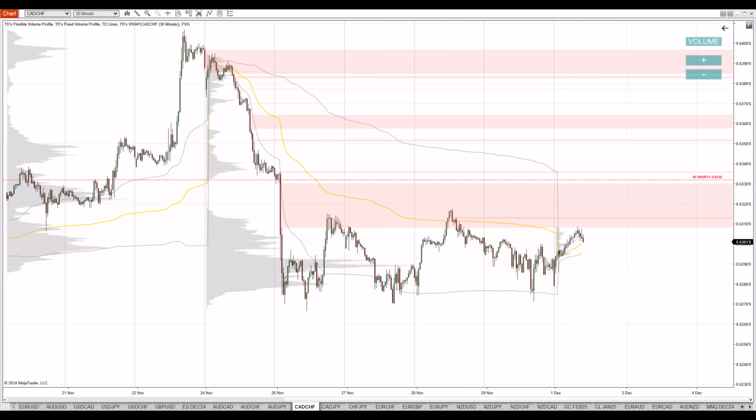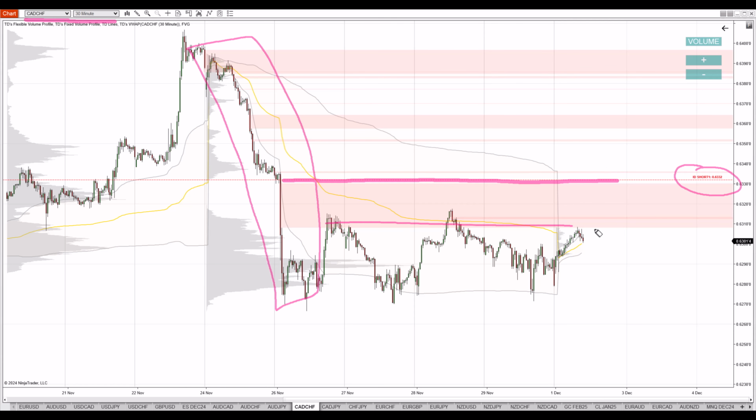What you see before you is the NinjaTrader 8 platform with my custom-made volume profile and VWAP indicators, and the chart before you is the Canadian dollar Swiss franc 30-minute time frame. And here I want to talk about this resistance, which is at 0.6332.